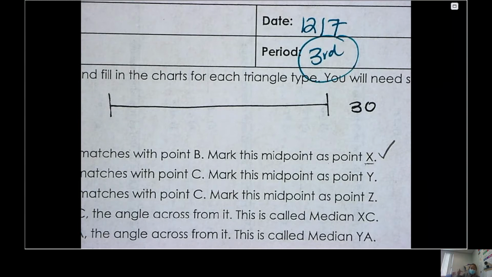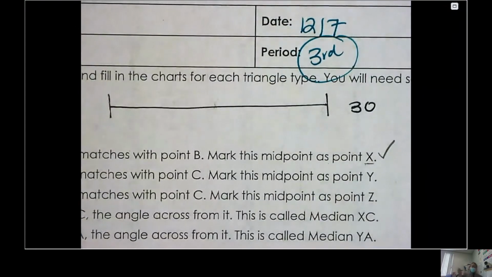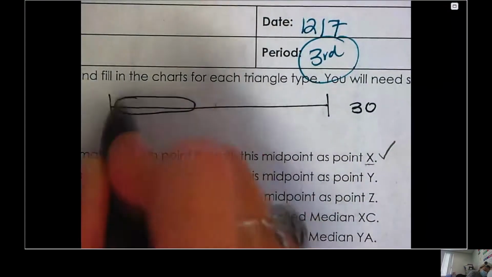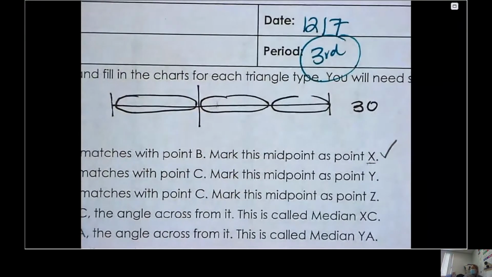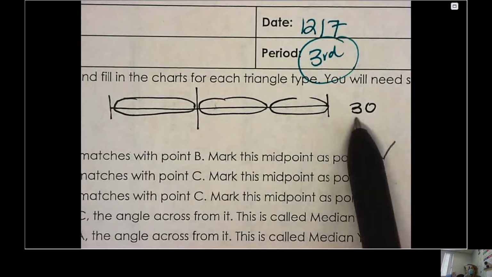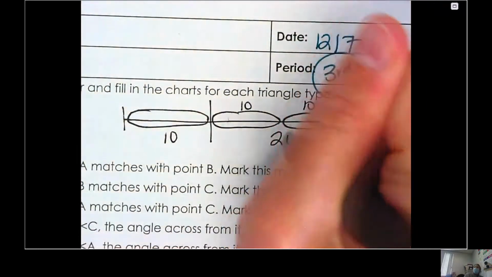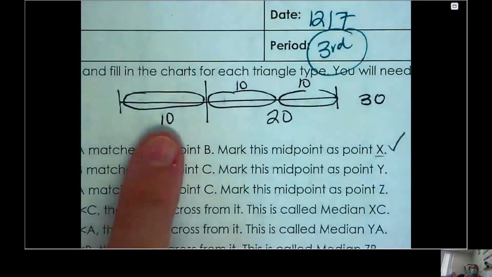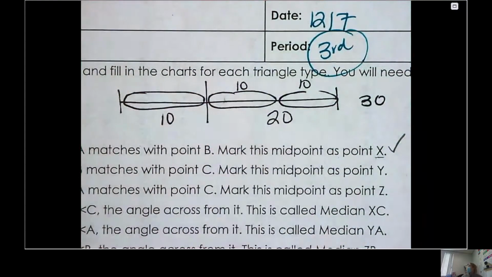Or no, sorry, the big piece is not 15, because 15 would be halfway. But I want to break it up into 3 pieces, because the small piece is worth 1, and the big piece is worth 2. So I want 3 equal pieces: 10, 10, 10. This small piece would be worth 10. The big piece would be worth 10 and 10, which is 20. So the small piece is worth 10, the big piece is worth double that, which is 20, and in total, the whole thing's 30.